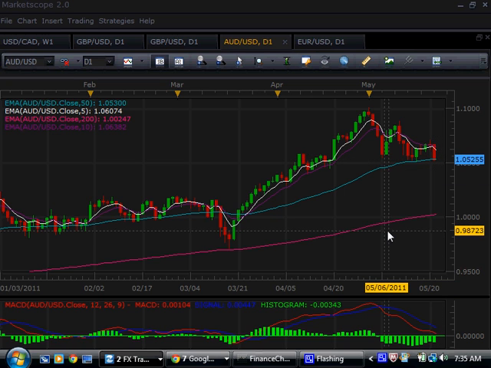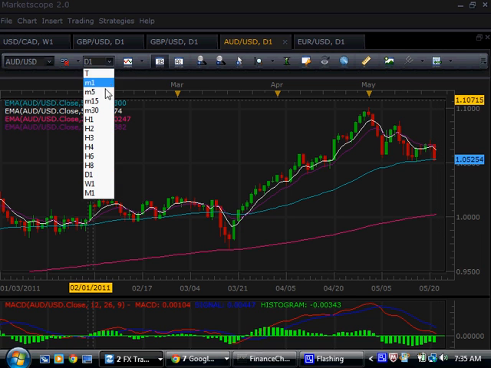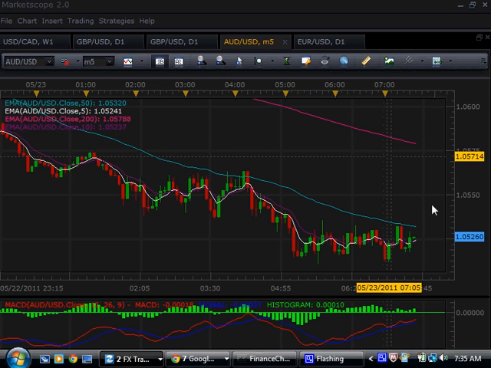Since this is an area in which the Australian dollar has a high degree of support, it's an area to pay very close attention to, because a break below here, particularly a close below here, if the stock market would close lower, the Australian dollar can really make a substantial move lower.